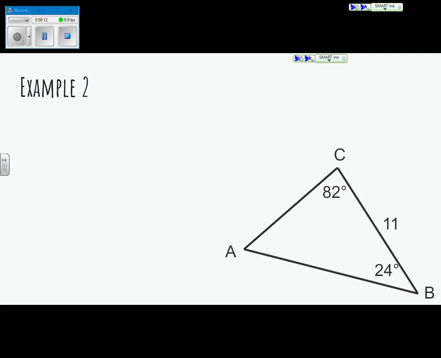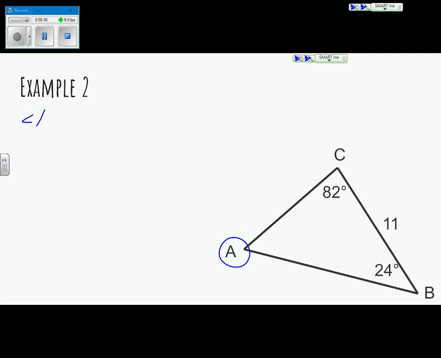Now, looking at this triangle, I'm thinking this one's going to be just a tad bit harder because I am not given an angle and a side across from it. I don't know what's across from this 82 degrees. I don't know what's across from the 24 degrees, and I don't know the angle across from this side CB right here that's 11 units long. But again, this guy's going to be the easiest to find.